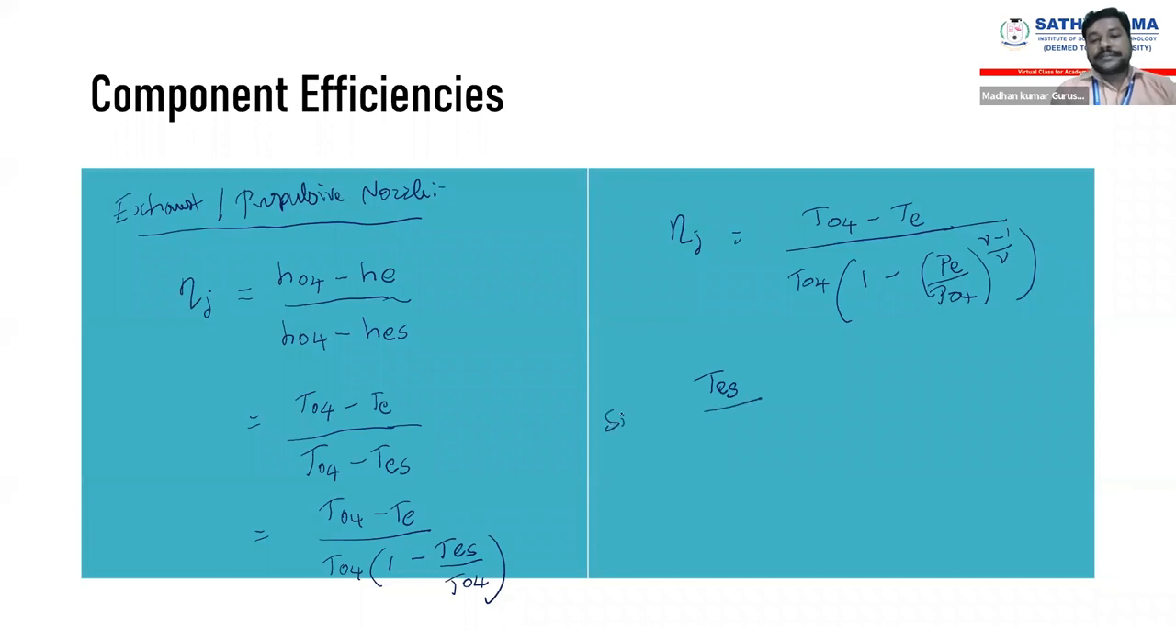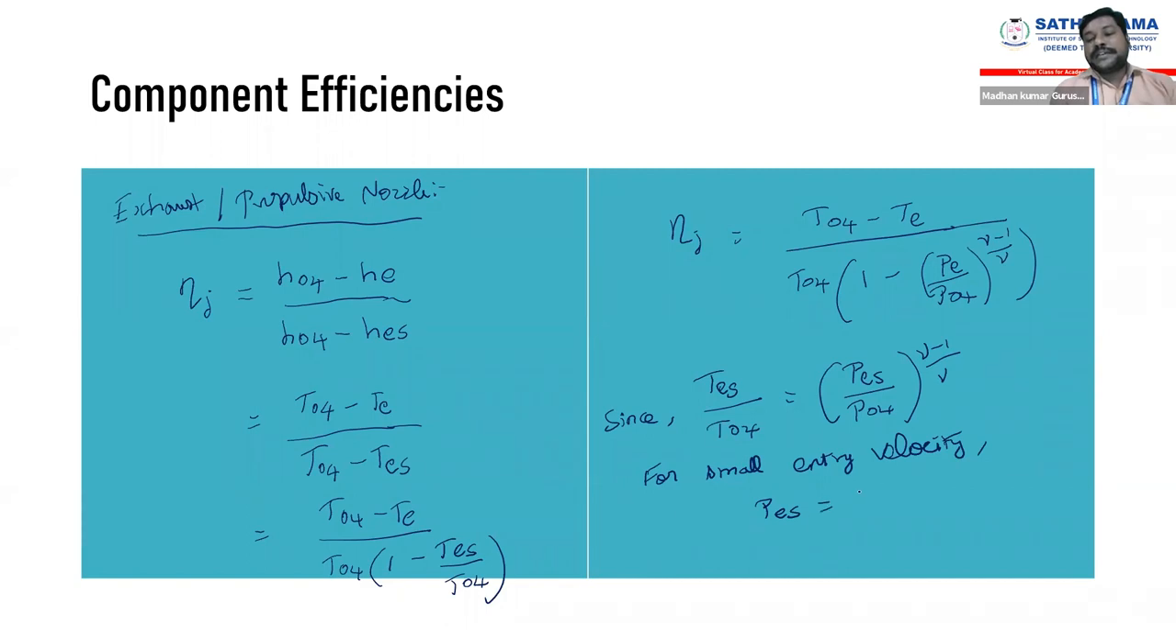TES by T04 is equal to PES by P04 whole to the power of gamma minus 1 divided by gamma. So this is the actual isentropic relation for temperature and pressure. But for small entry velocity, what are you supposed to have for small entry velocity? For small entry velocity, your PES becomes PE, right?